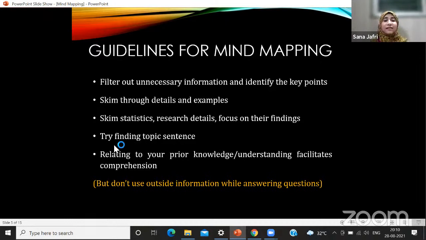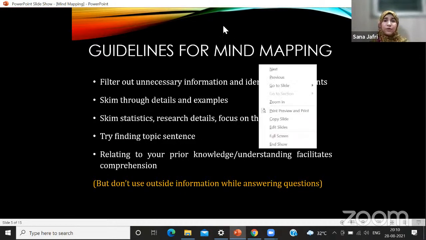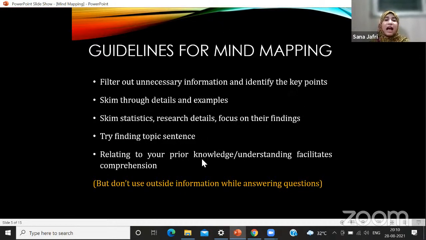Okay? Next thing, which is very important: try finding out the topic sentence. What is the topic sentence? If in mind mapping you're able to find the topic sentence, nothing like it. Topic sentence is that sentence of a paragraph which tells you the main idea of the paragraph. So beta, har paragraph ऐसे ही नहीं लिखा हुआ. There's some main idea about it, isn't it? तो आपको हर पैरा का मेन आइडिया निकालना है.